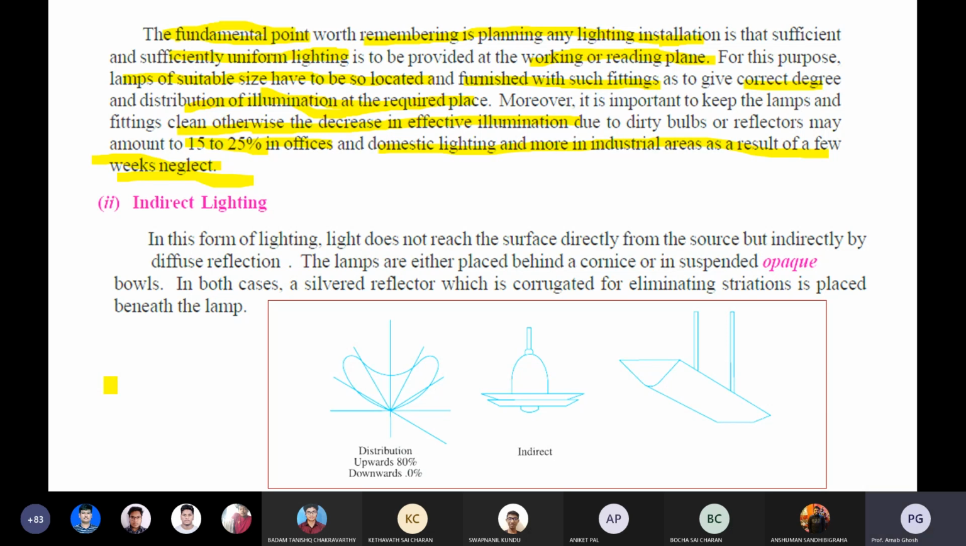But the problem is diffusion and refraction. Somehow you have to arrange the light so that its efficiency is not reduced. If it is reduced, the reduction is not so prominent compared with your normal efficiency. That's why you have to arrange it for indirect lighting. So what happened: in your direct lighting, the upper portion, you can see it was 60%.